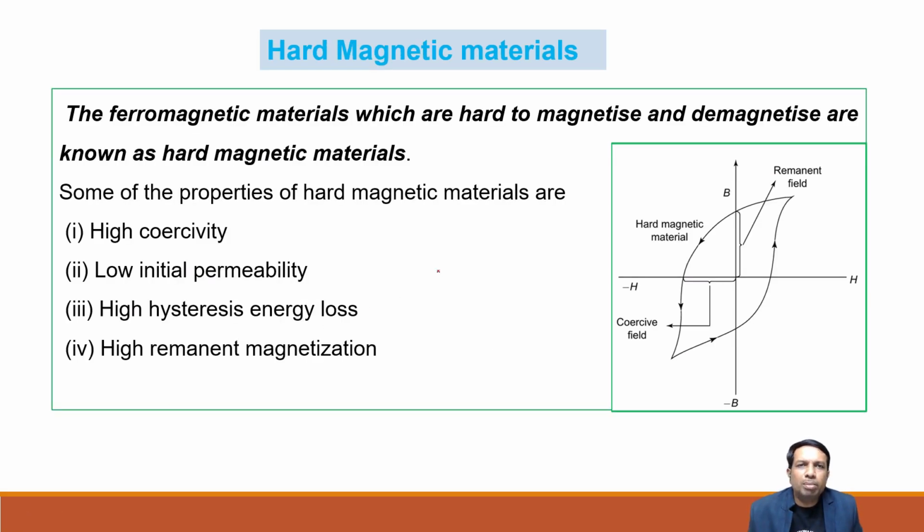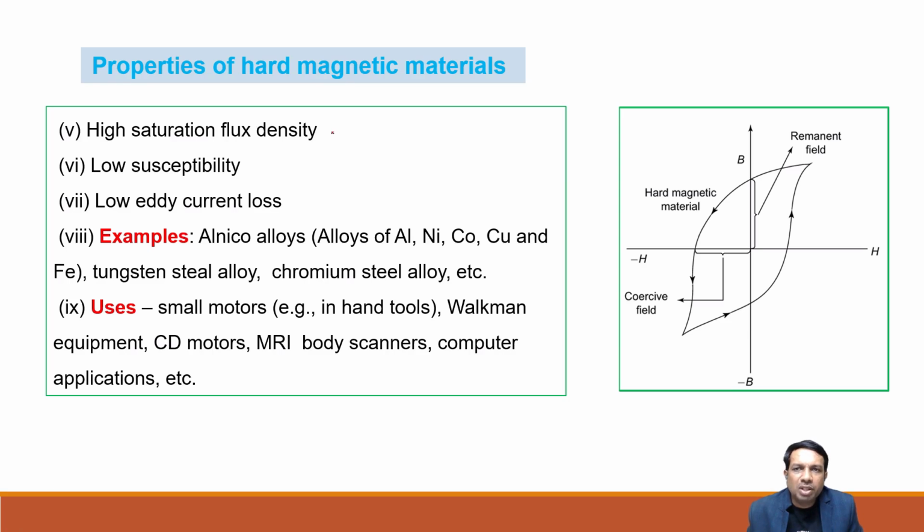When it comes to properties and applications, hard magnetic materials are very hard to demagnetize, and losses are very high. Hard magnetic material has high coercivity, low initial permeability, high hysteresis energy loss, high remnant polarization. So this is the high coercive field, high remnant field, high saturation flux density, low susceptibility, low eddy current loss. All these are the properties of hard magnetic material.